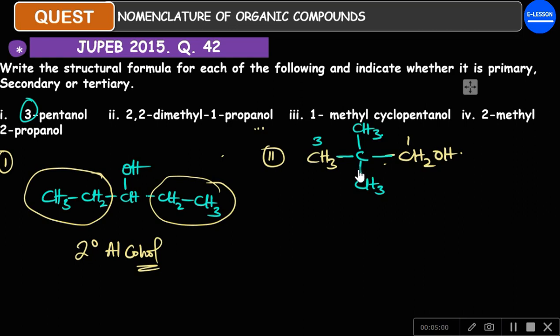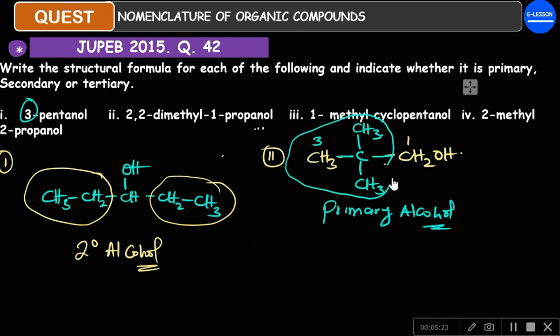Now the question is, is it a primary alcohol, secondary alcohol, or tertiary alcohol? If you look at this very well, this is a primary alcohol. The reason you call it a primary alcohol is because this whole thing here is just one alkyl group attached to CH2OH. Are you getting it? And of course you can see that there are 2 hydrogens here. I told you that when there are 2 hydrogens, you call it a primary alcohol.